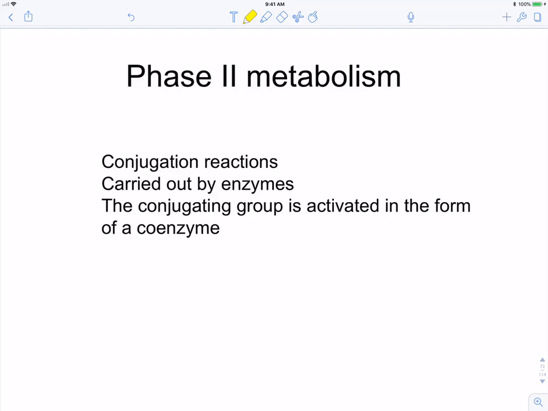Let's now talk a little bit about phase 2 metabolism. Phase 2 metabolisms are reactions that are conjugation reactions. They're carried out by enzymes. The conjugating group needs to be activated, typically in the form of a coenzyme, and they consume energy.